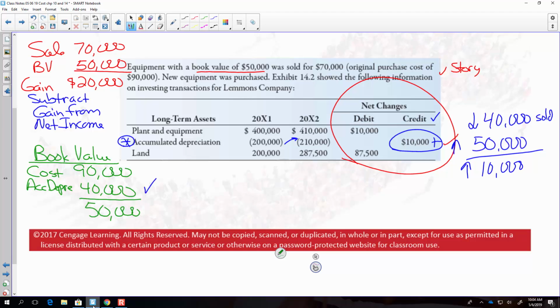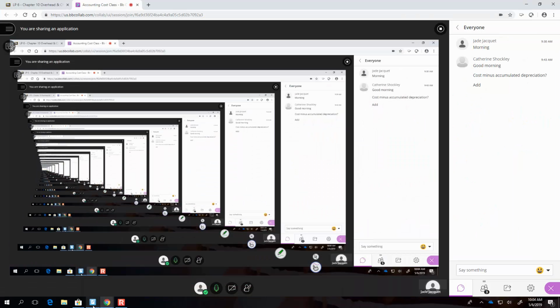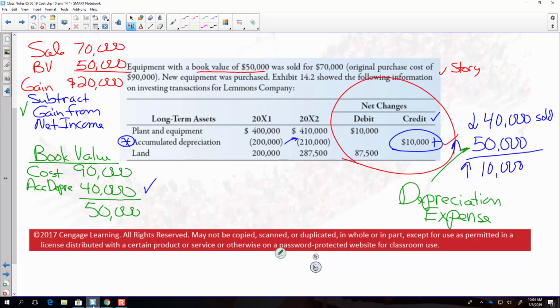That's the toughest one. If you can get that one on a cash flow, because we need not only the gain. We're going to add back or subtract, oh gosh, I'm doing it again. We got to subtract the gain. What are we going to do with the depreciation expense? Add or subtract to net income? It's non-cash. We're going to add. Very good, Catherine. We're going to add this to net income.